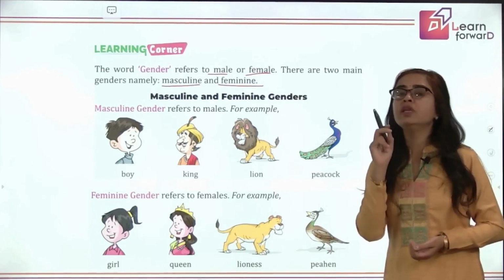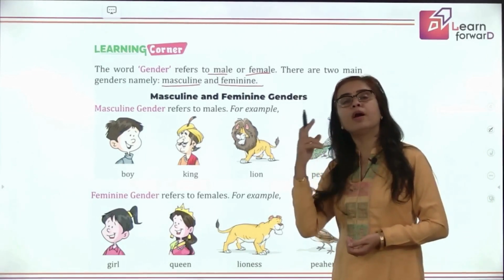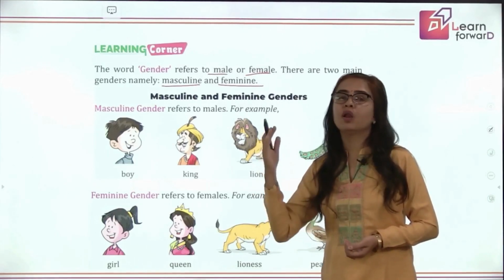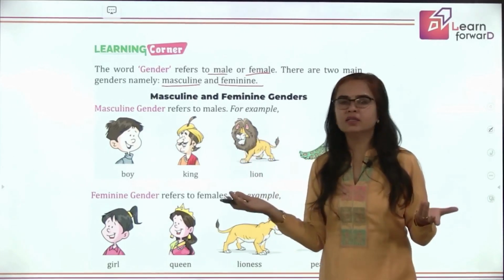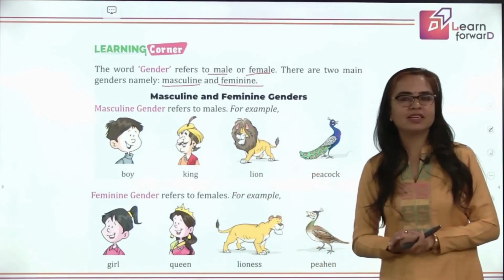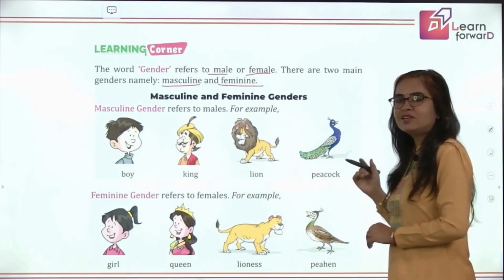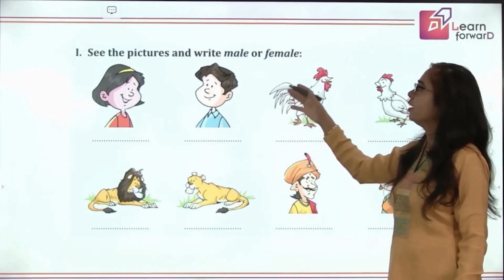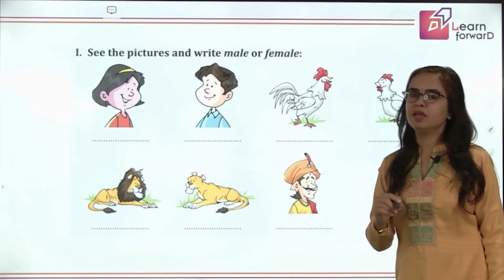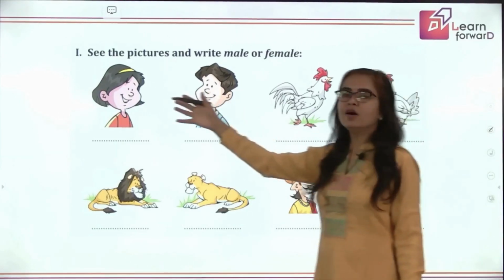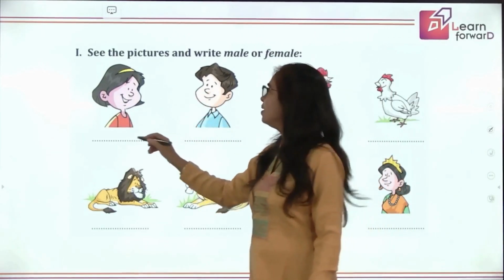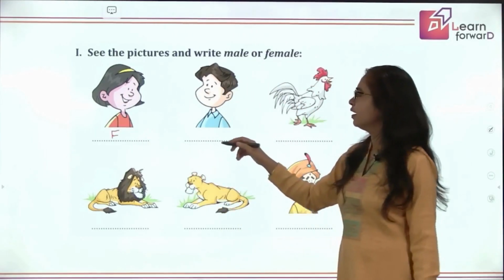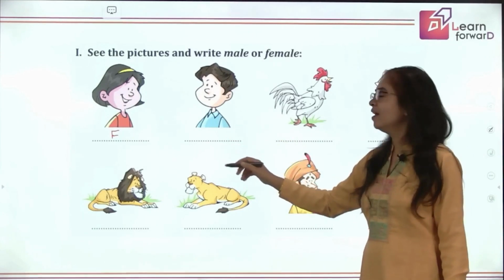So masculine you can remember from man also. The gender of the man is a male or a masculine gender, and the other counterpart is the feminine gender, that's the female. Interesting? Can we just move ahead? Okay. Look at these pictures and just write male or female. So a girl is a female. So we will be writing female here. F we can write for female. A boy is a male.